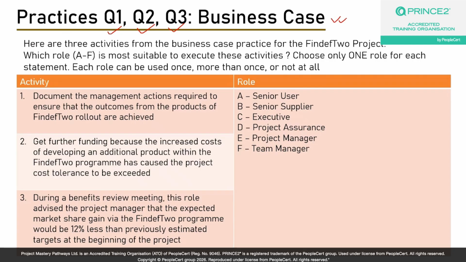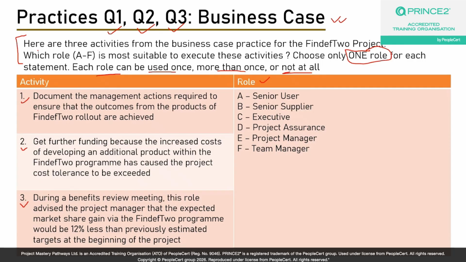Now I'll pause here. Please read the question and try to answer it before we move forward. So just to give you a gist of what this question is, this is the question stem. Statements 1, 2, and 3 highlight some activities which are executed by some roles which are provided in the second column. You need to match the activity with the right role. Please note that each role can be used once, more than once, or not at all. So it is very important that one role can be repeated across multiple activities if there is a right fit. However, you need to choose only one role for each activity. So I'll pause here. Please read the question and try to answer it before we solve this together.